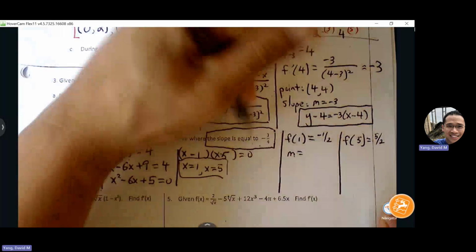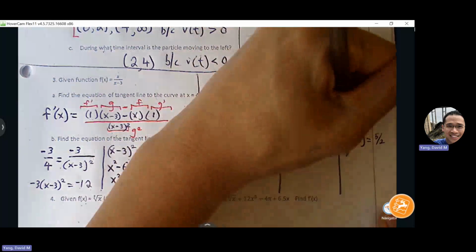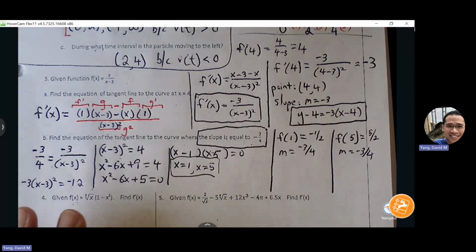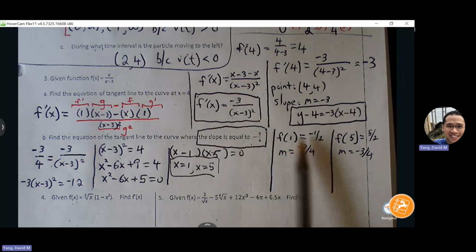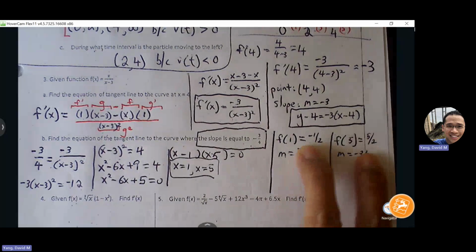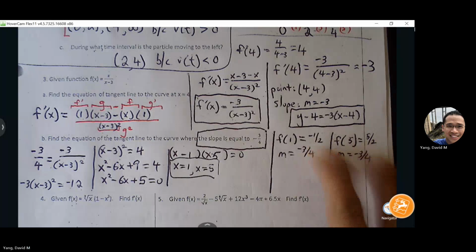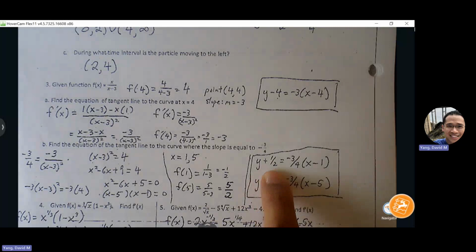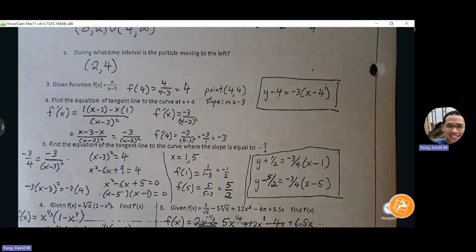Now my slope is the same, right? They're telling me my slope is -3/4, so we're using that. So we'll just write 2 different tangent line equations. You don't use the derivative here; we use the original function to get the location because we already have the slope. The only thing missing is finding the y value. So y plus 1/2 equals -3/4 times x minus 1. And y minus 5/2 equals -3/4 times x minus 5.